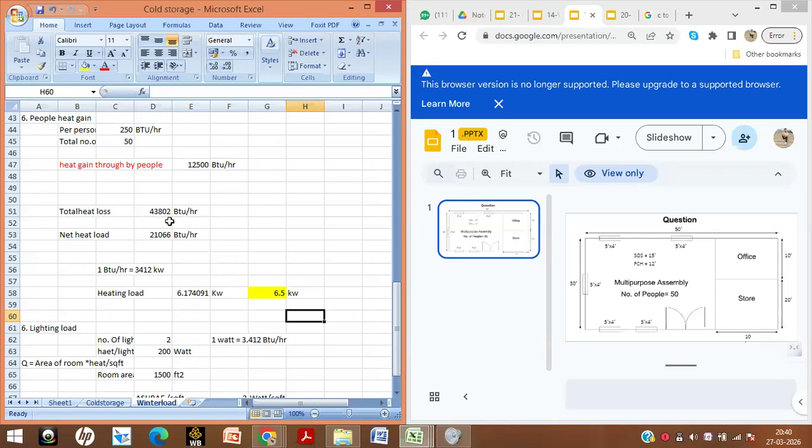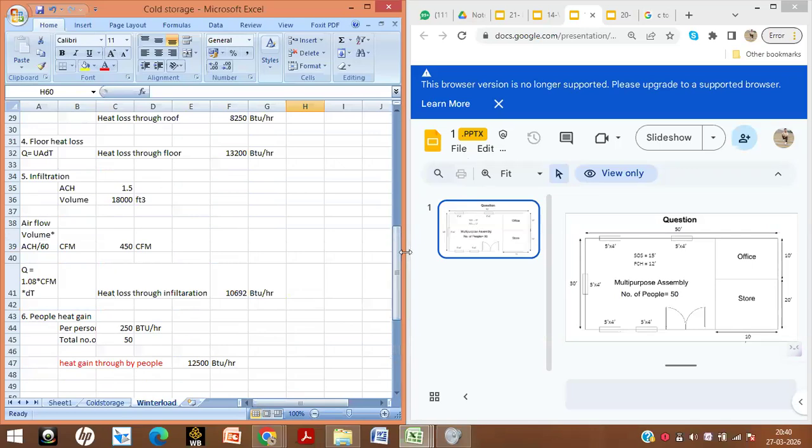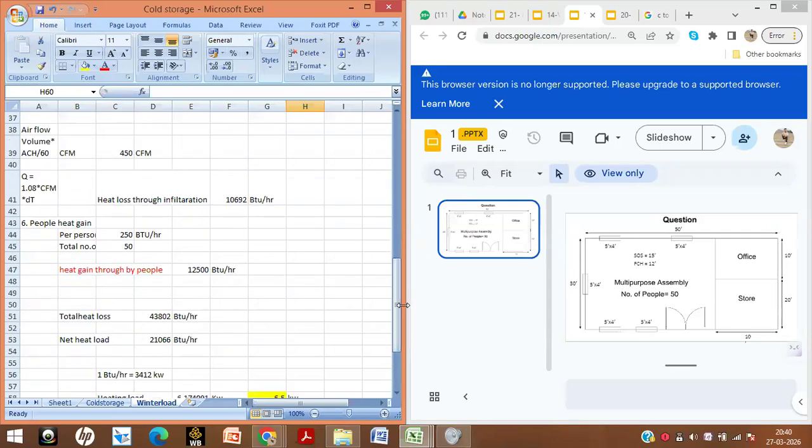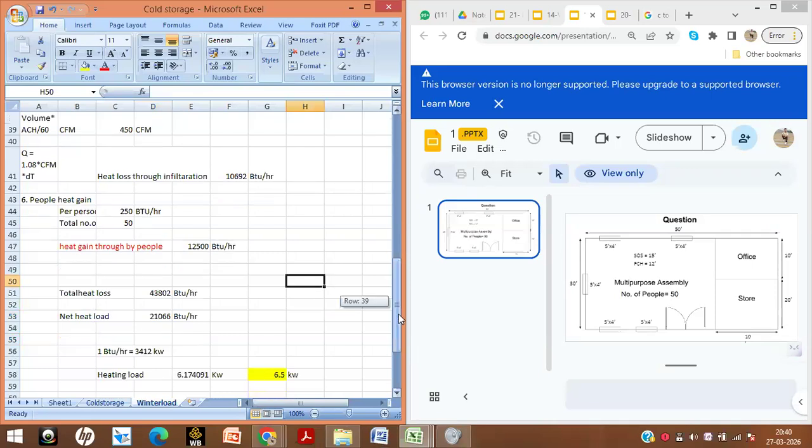And then what we have done is the total heat loss through wall, through window, through roof, through slab, through infiltration, that we have added. And then we have calculated the net heat load. In the net heat load, we considered how much heat loss happened and how much heat was gained inside the room due to light and these people. So that much net heat we have calculated.